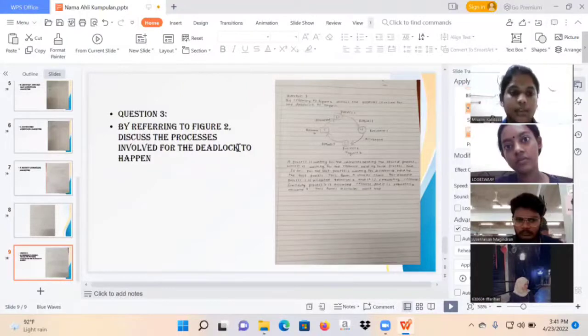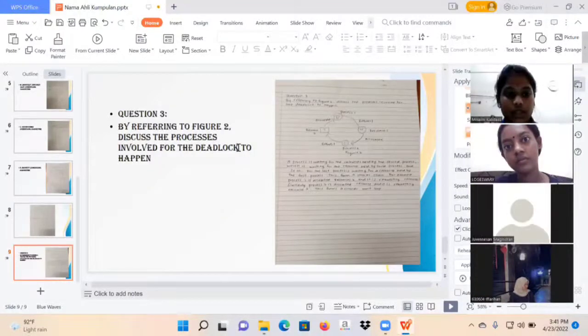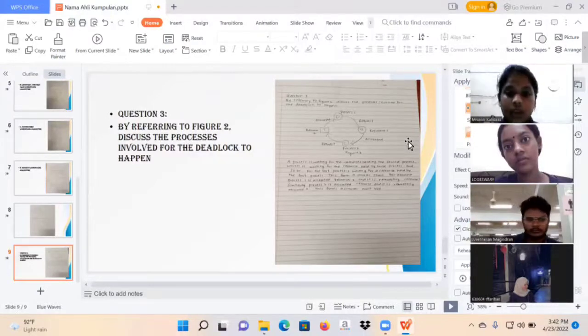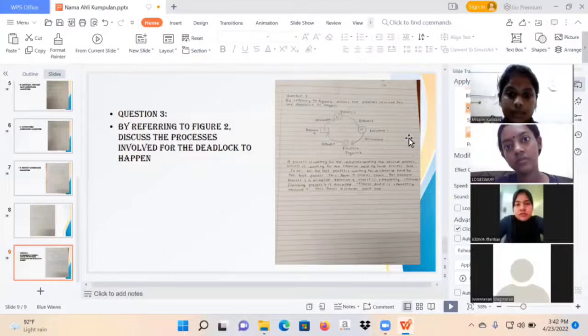Question 3, by referring to figure 2, discuss the process involved for the deadlock to happen. This is the process deadlock, how the deadlock happens. Process D is going to request for resource 1, and then resource 1 is allocated to process C. Process C requests for resource 2, and then resource 2 goes to D allocated. This is the process for the figure 2 deadlock. How does the process happen from first until last?